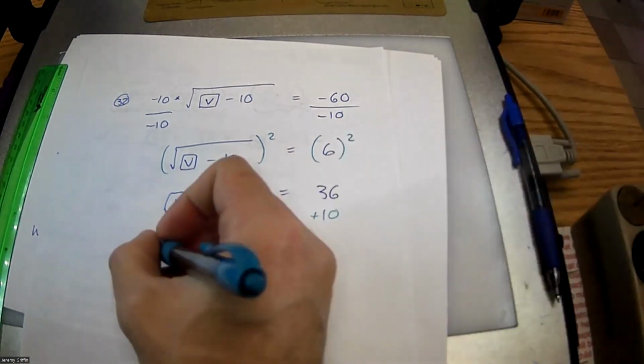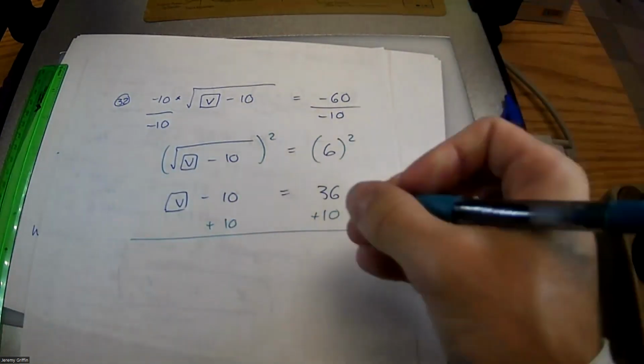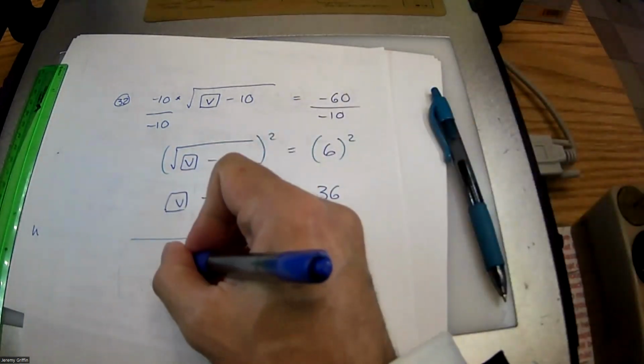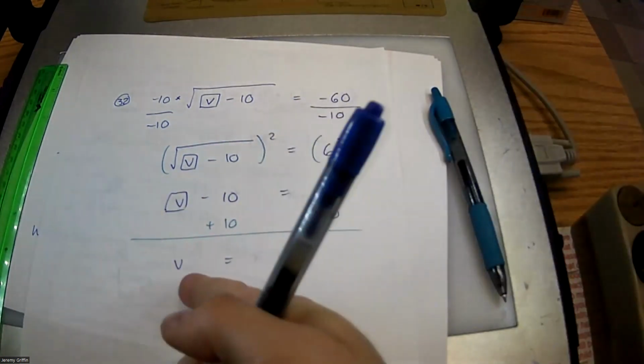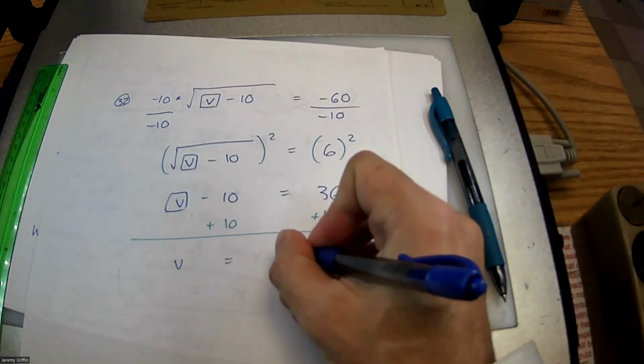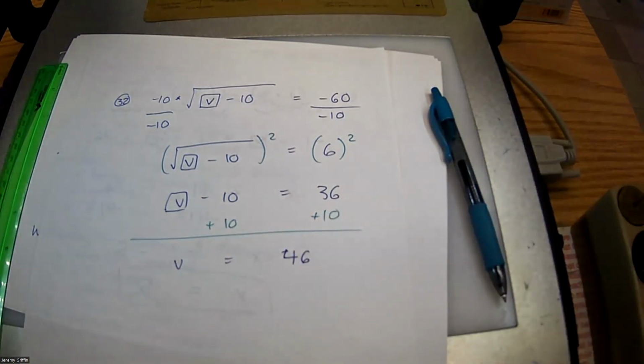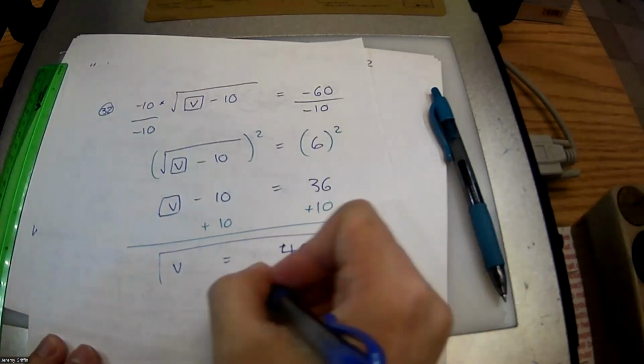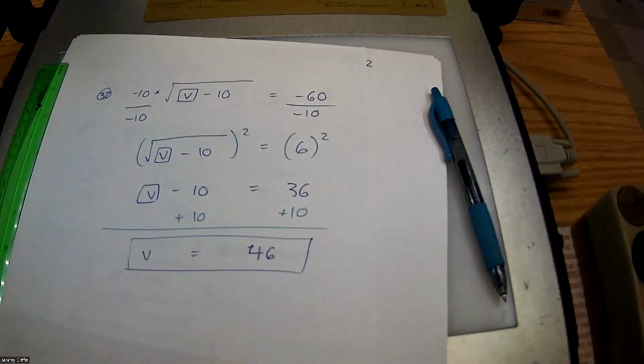These colors are too close together. Better than nothing. So it's going to leave me with just plain v, which was the whole goal, right? To isolate v. Okay, I'm getting 46. That's an answer for us. I think that looks good, right? V must be 46. Okay.